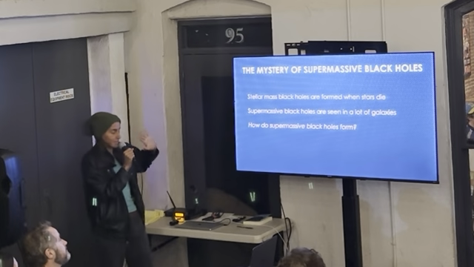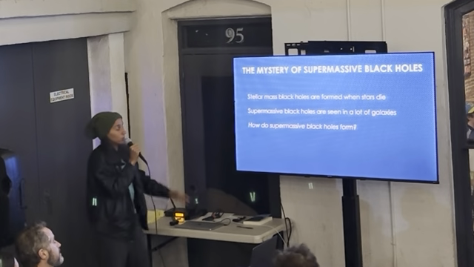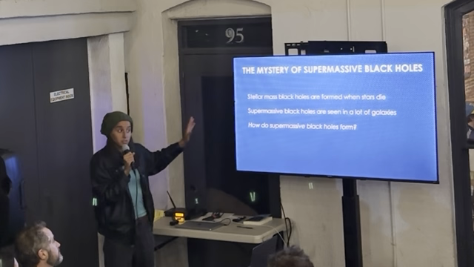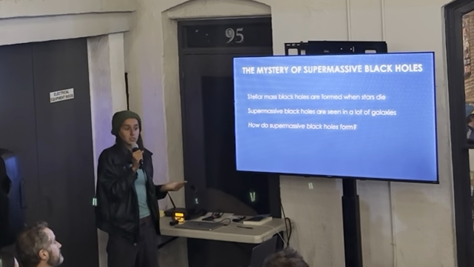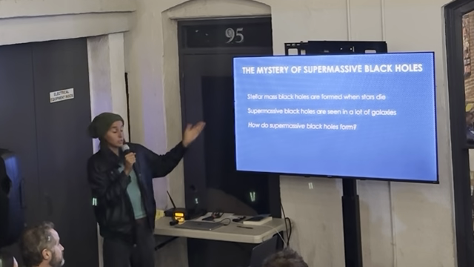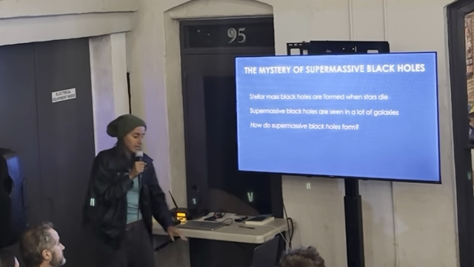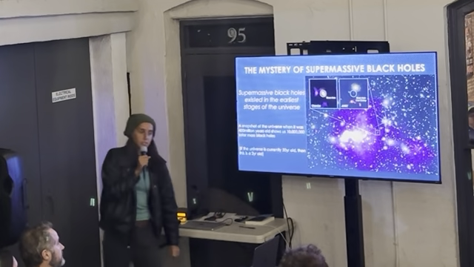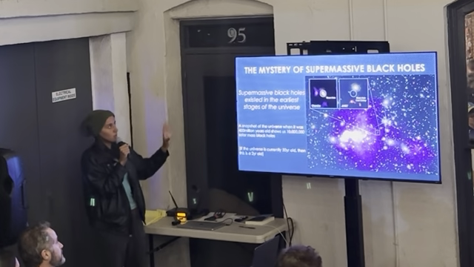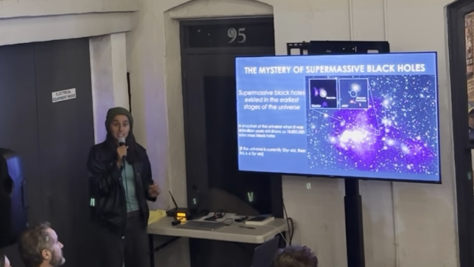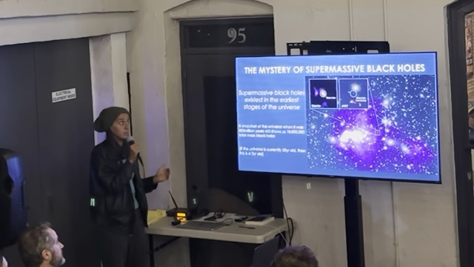But okay, so let's go back to the main part of this talk. So we now know that there are stellar mass black holes that we see within our galaxy, and they're formed when stars die. We know that we see supermassive black holes in a lot of galaxies. So how do the supermassive black holes form? And to understand why this is a big problem in astronomy, you need to know one thing about supermassive black holes, and that's that they're found in the earliest stages of the universe.